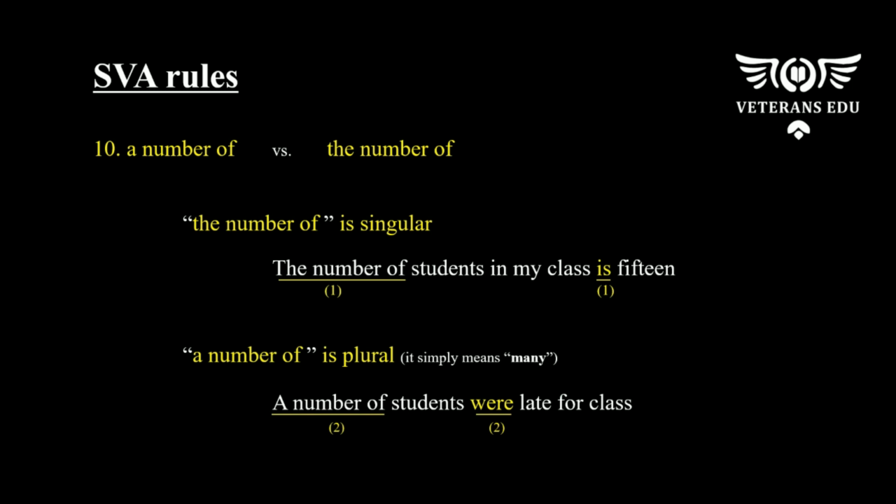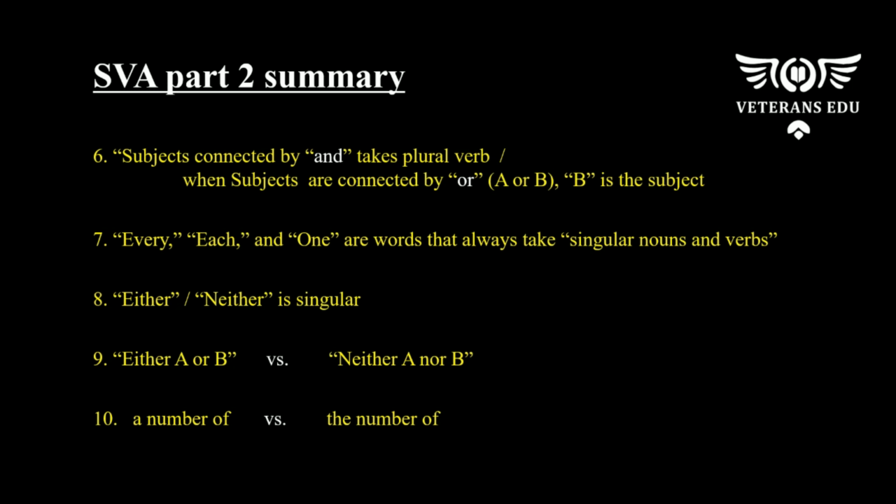Let's review part 2 of subject-verb agreement. Remember that subjects connected by and take a plural verb, while for subjects connected by the word or, in A or B, B is the subject. Each, every, and one are words that always take singular nouns and verbs. Now, when you use the word either or neither, it is singular, but when you use it in a combination of either A or B or neither A nor B, it's the letter B that becomes the subject. In the case of a number of versus the number of, a number of simply means many, thus making it plural, while the number of is always singular.